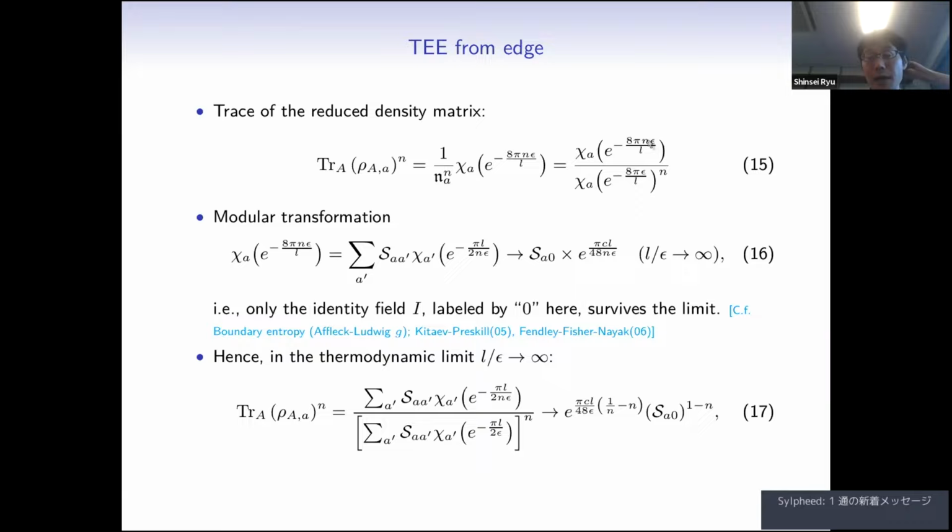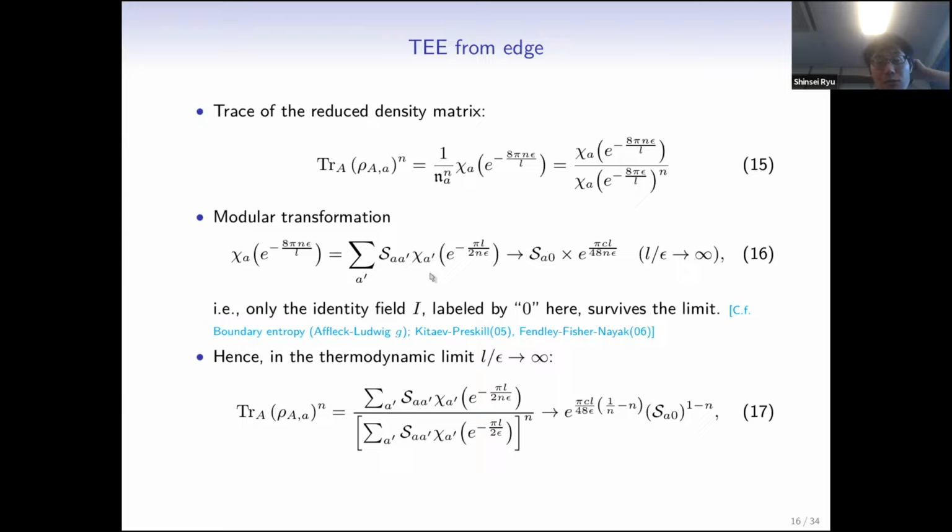I have n here, that's the difference. So now I want to take the limit where the regularization parameter goes to zero, or I take this ratio to be infinity. And then to take this limit, I go to different bases by using this modular S transformation. Using modular S transformation, I can rewrite this chi in terms of a linear superposition of different partition functions, but with transformed parameter here. And this way we can take the limit easily.